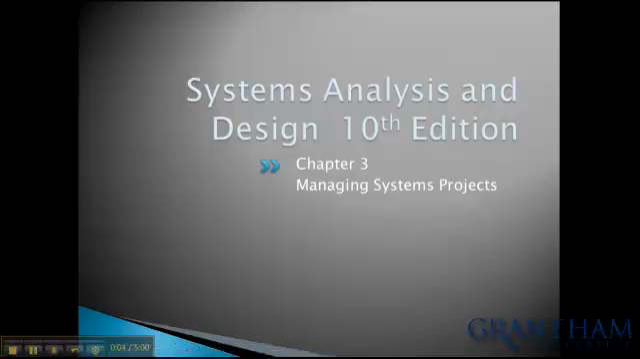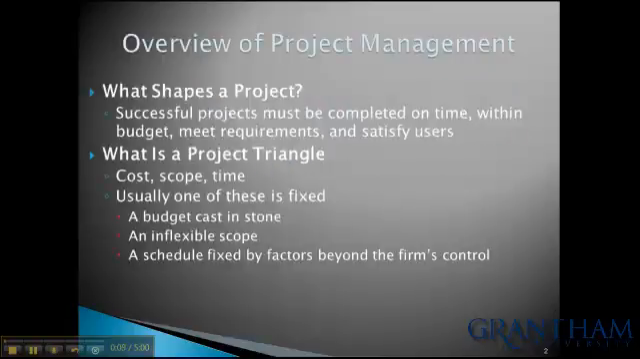In this lecture, we will discuss managing system projects. When we look at project management, we have to look at what shapes a project. Successful projects must be completed on time, within budget, meet the requirements, and satisfy the users. The project must have cost, scope, and time. Usually, one of these is fixed: a budget cast in stone, an inflexible scope, and a schedule fixed by factors beyond the firm's control.